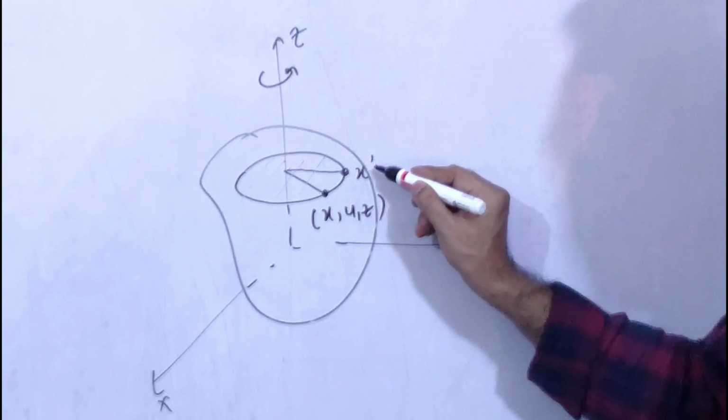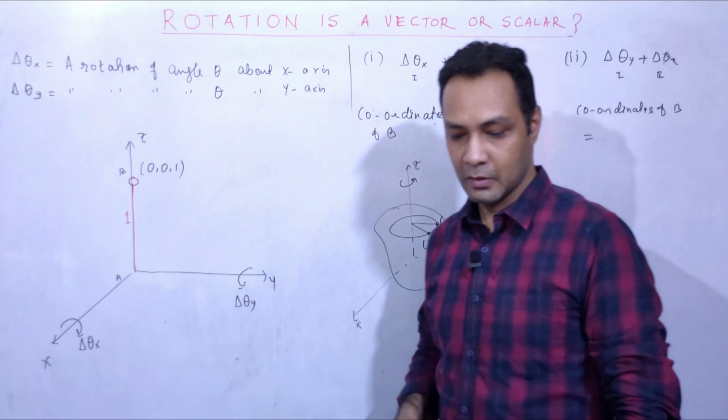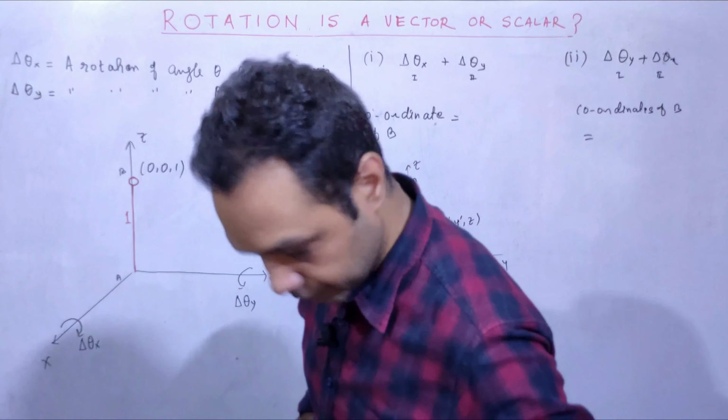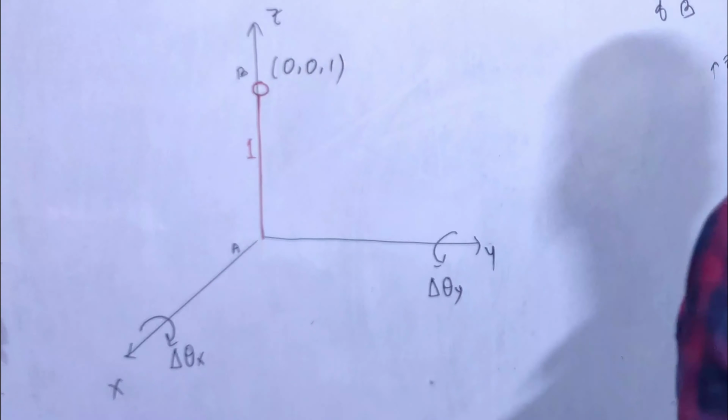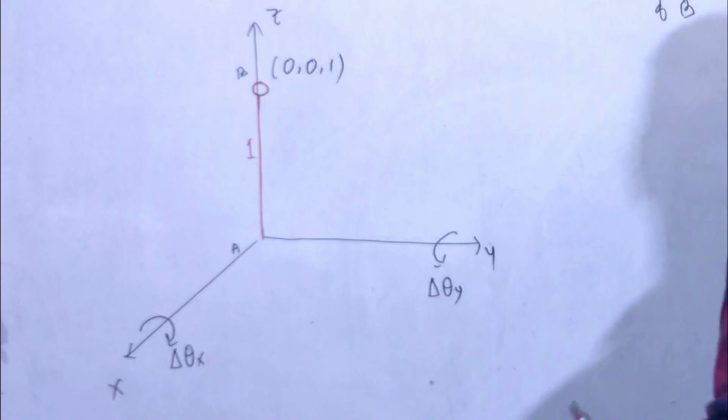So same thing will happen if a body rotates about x-axis, its x coordinate will not change, and if a body rotates about y-axis, its y coordinate will not change. So now let's start here. What we are going to do, we are going to give it a rotation about x-axis first. So that is a pure rotation.